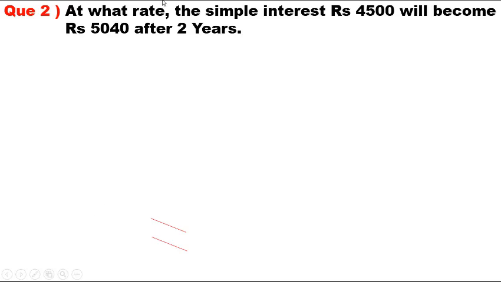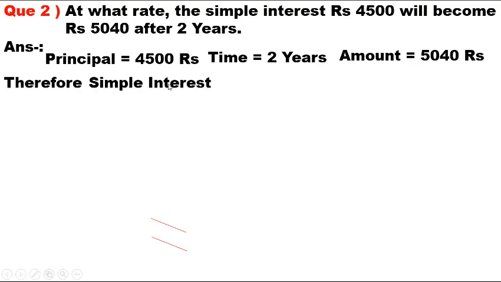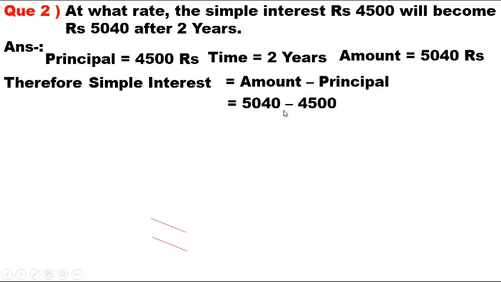Question second, at what rate will simple interest on rupees 4500 become rupees 5040 after 2 years? Principal is equal to 4500 rupees, time is equal to 2 years, amount is equal to 5040 rupees. Therefore simple interest is equal to amount minus principal, 5040 minus 4500, means 540 rupees. Simple interest is equal to 540 rupees.